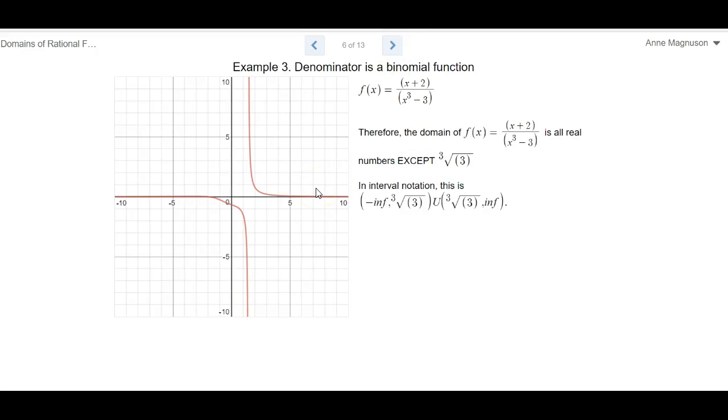Here's the graph of this function. Again, the vertical asymptote is at x equals the cube root of 3.